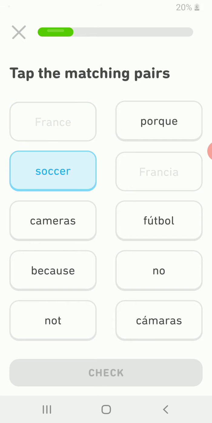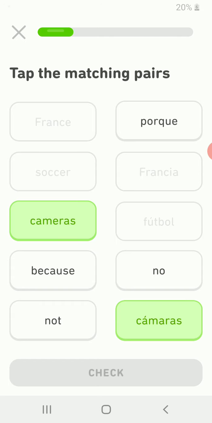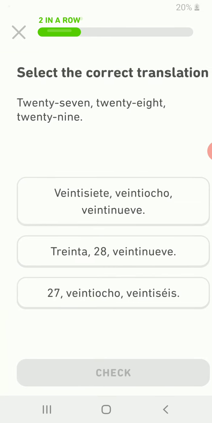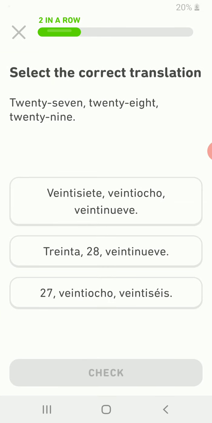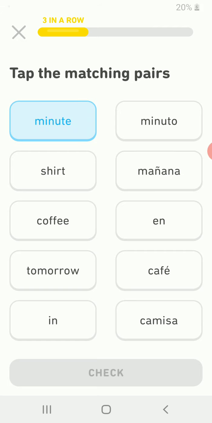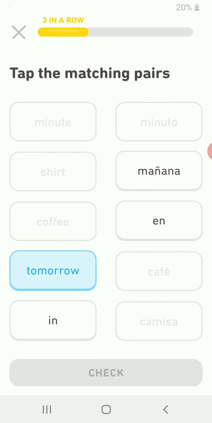Francia. Soccer is football. Cámaras. And because, porque, not is no. 27, 28, and 29. So the first one is correct. And here, minuto, shirt, camisa. Coffee, café. Tomorrow, mañana.